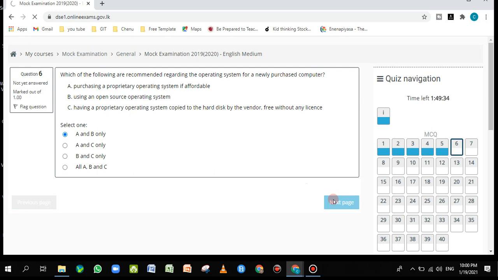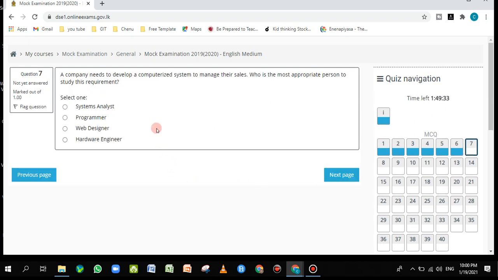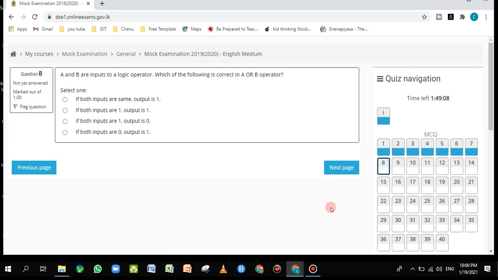Then I'm going to the next question. It says a company needs to develop a computerized system to manage their sales. So they want to manage their sales. Who is the most appropriate person to study this requirement? So studying the requirement, or requirement analysis, is done by the system analyst. Then we can go to the next page.